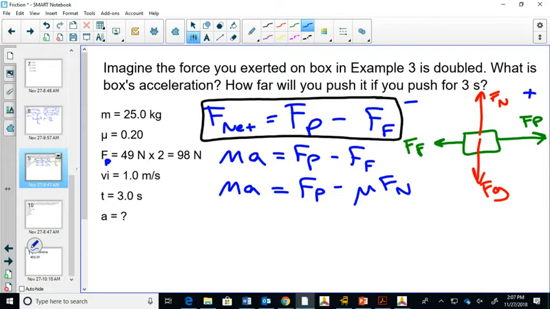Okay, so can I calculate the force of gravity? How? Mass times the acceleration of gravity, g, right? So then I can change this to ma equals the force of my push minus the mu times mass times gravity. Whew. Do I know all of those pieces? Except for acceleration, right? I know m, I know the force of push, I know the mu, I know the mass, I know the gravity. So we can solve.